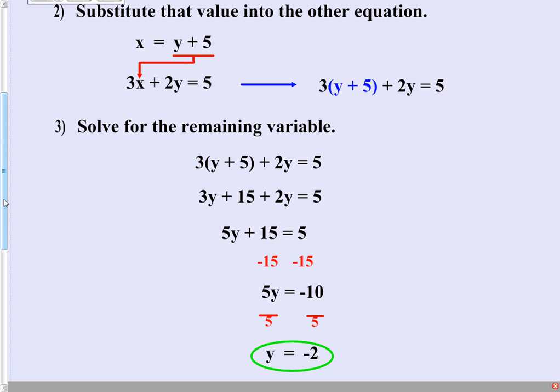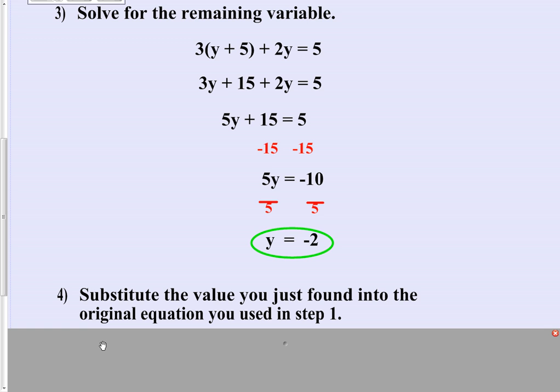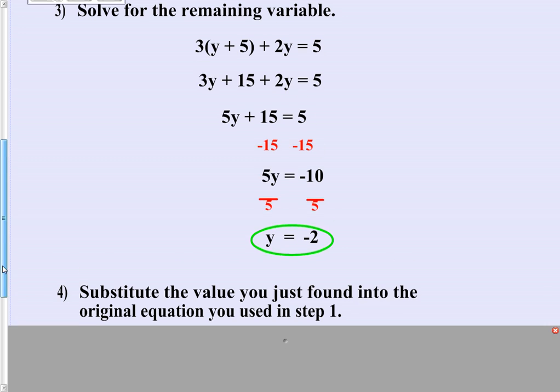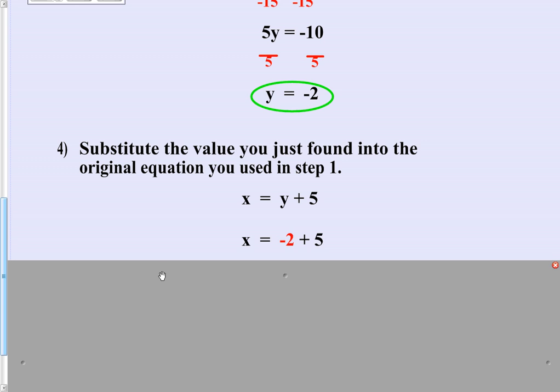Now we need to figure out what the abscissa, the x value, is going to be. Looking at step 4, it says to substitute the value you just found into the original equation you used in step 1. Well, the original equation that we used was x = y + 5. X was already isolated. But if we had messed with it, we would still be going back to the original equation from the system before we messed around with it. Now we think y = -2, so we're going to allow y to equal -2 in this equation.